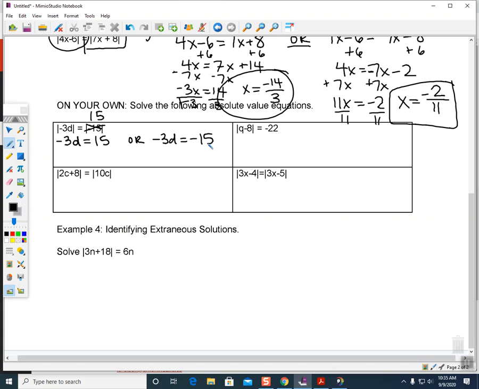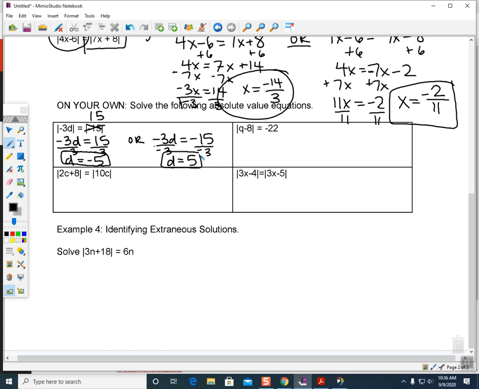This is simple. It's a one-step problem, right? I'm just going to divide both sides by negative 3. So this leaves me with d equals negative 5. Okay, do the same thing over here. Divide by negative 3. d equals positive 5. Negative divided by a negative is a positive. So in this case, d can equal plus or minus 5.